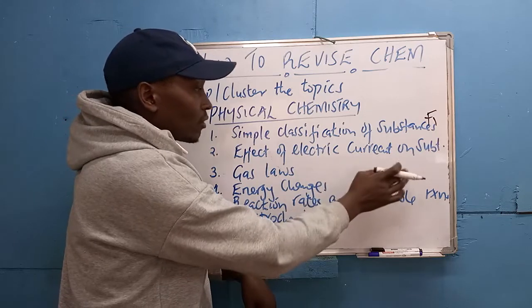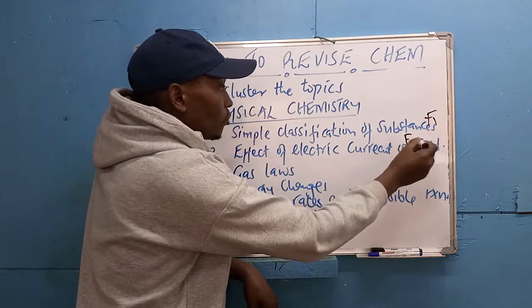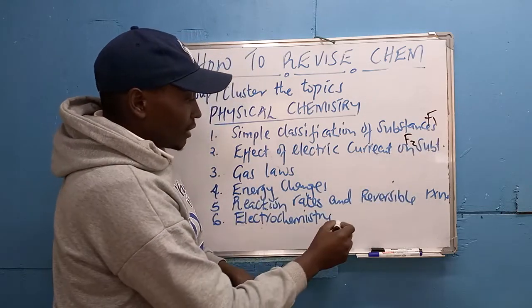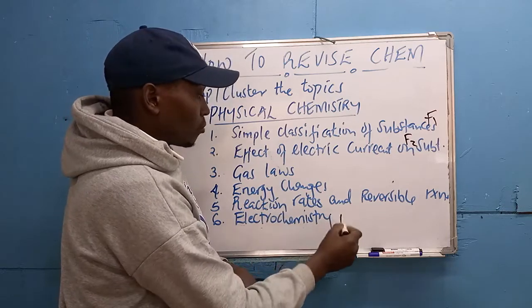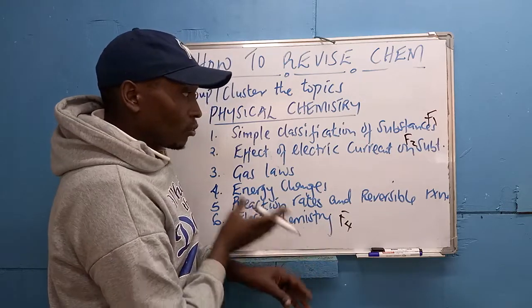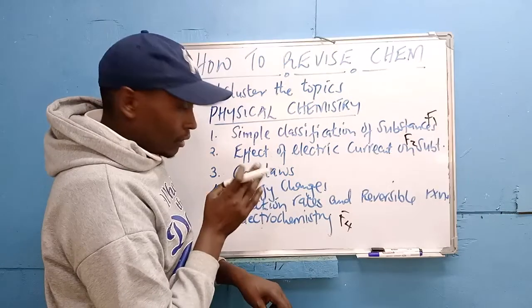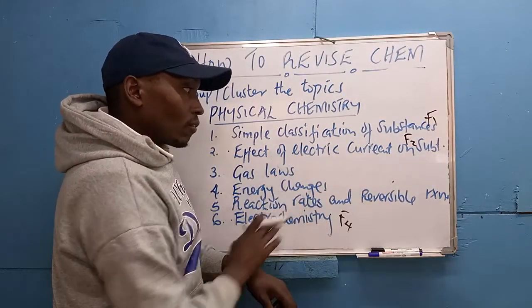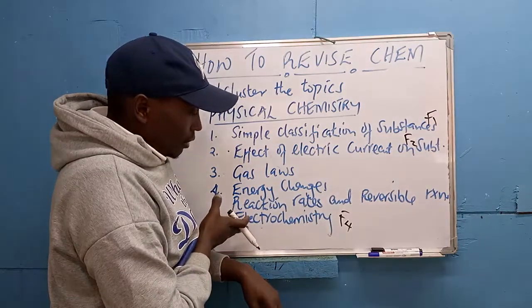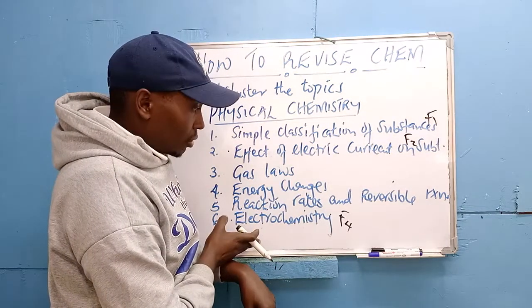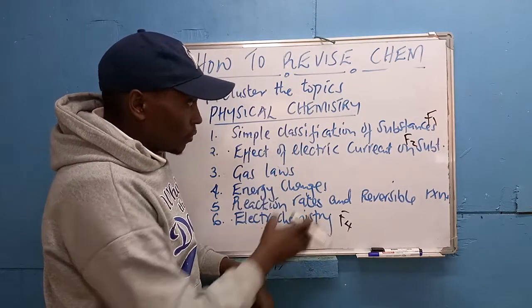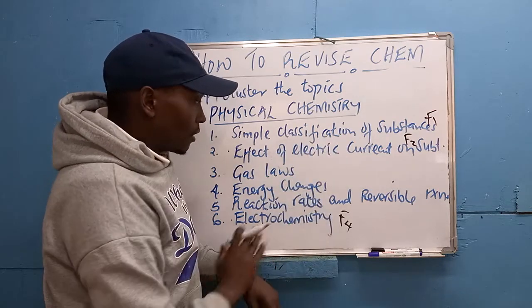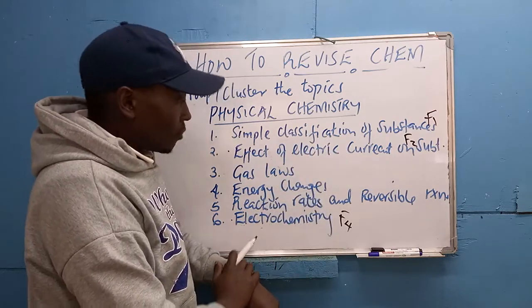Effect of electric current on substances. This one is in Form 2. Remember, it is very much related to electrochemistry in Form 4. So these are topics that the student, when revising, can put together. Be it electrolysis of binary electrolytes, be it electrolysis of solutions, it is all the same thing. So once the student covers this, the other one applies almost the same rule.